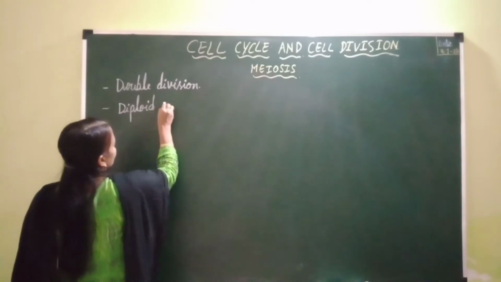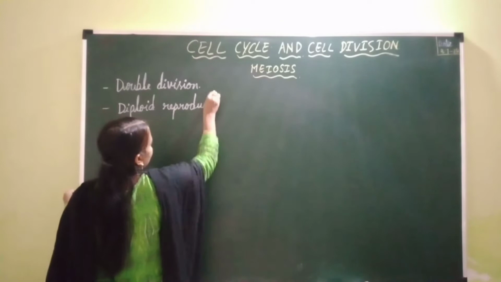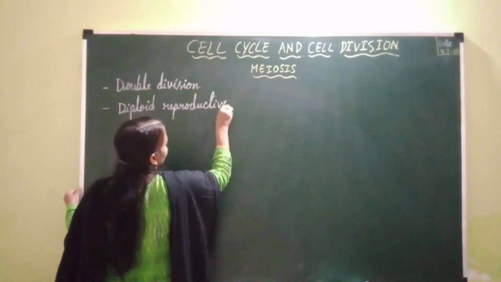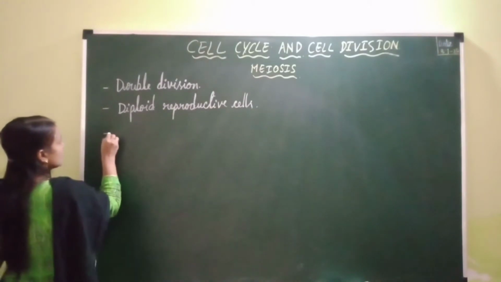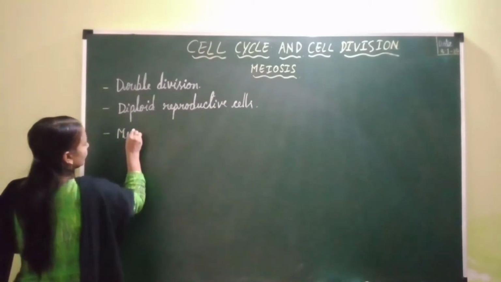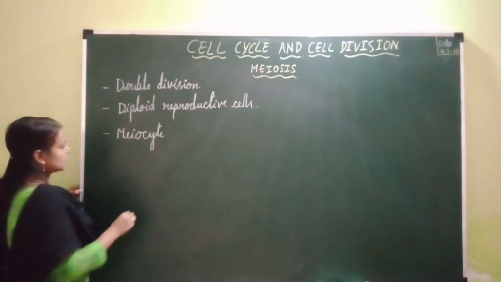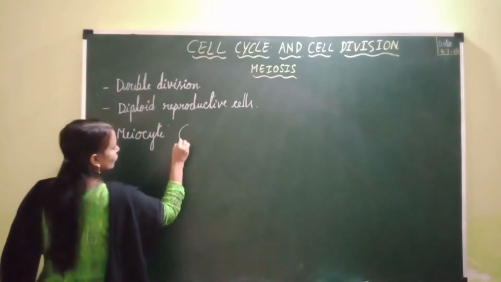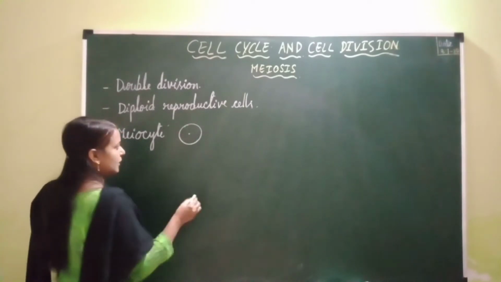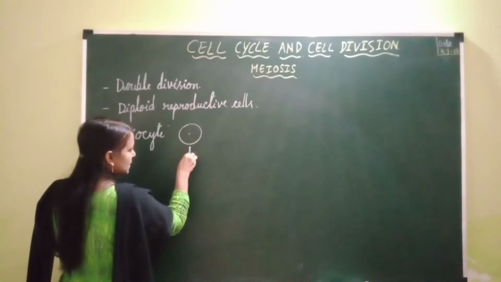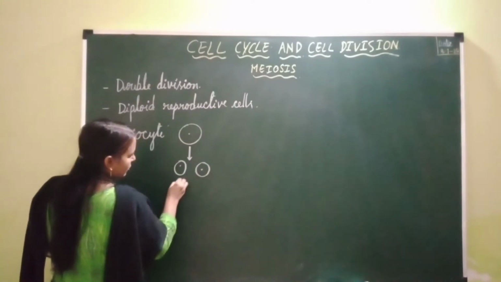Diploid cells which are reproductive cells. The cell that undergoes meiosis is called a meiocyte. So a meiocyte, after undergoing meiosis, results in the formation of 4 daughter cells. Let's say this is a parent cell or meiocyte that undergoes meiosis. After meiosis, it results in the formation of 4 daughter cells.